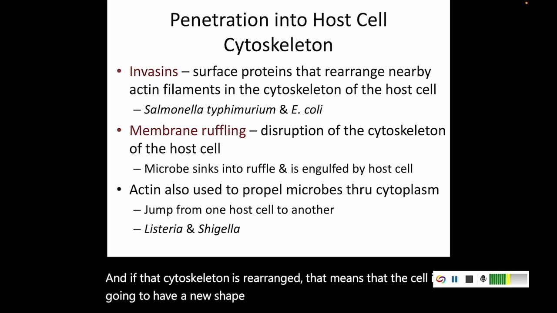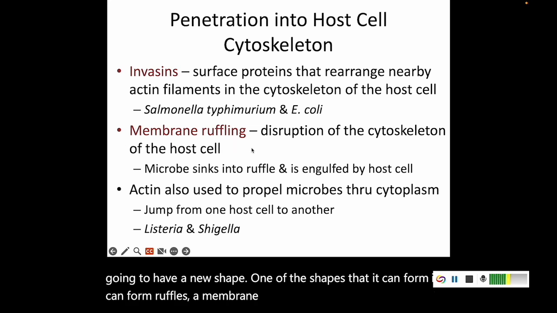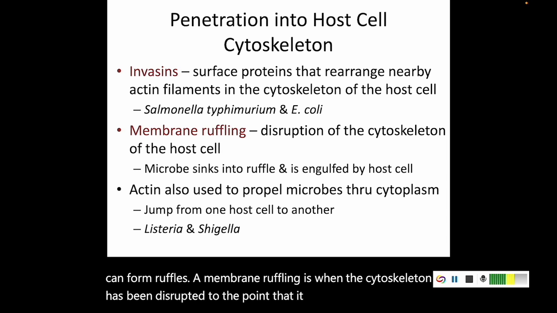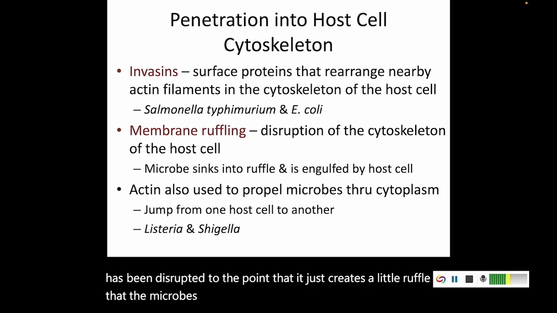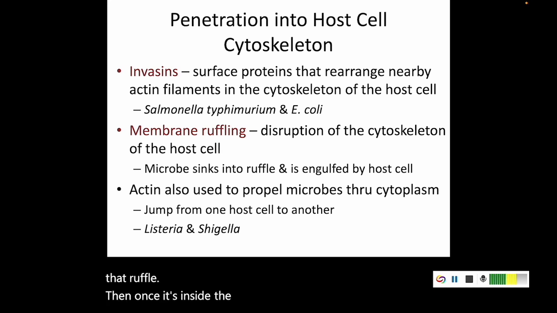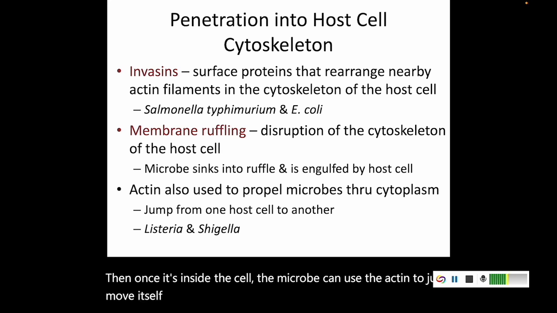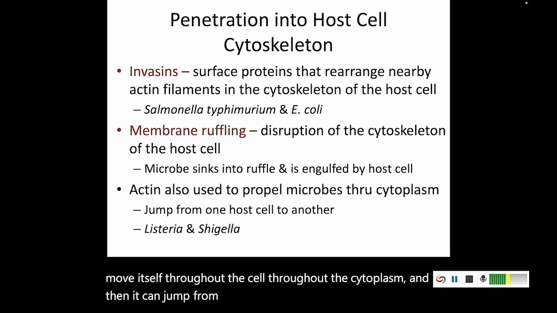One of the shapes that it can form is ruffles. Membrane ruffling is when the cytoskeleton has been disrupted to the point that it creates a little ruffle that the microbe sinks right into. It just gets right into the cell through that ruffle. Then once it's inside the cell, the microbe can use the actin to move itself throughout the cytoplasm, and then it can jump from one cell to another by using that actin.